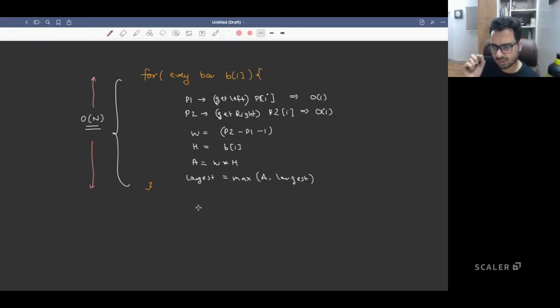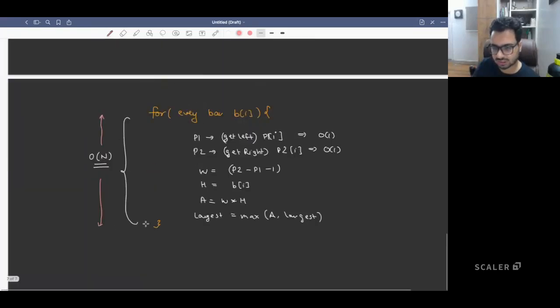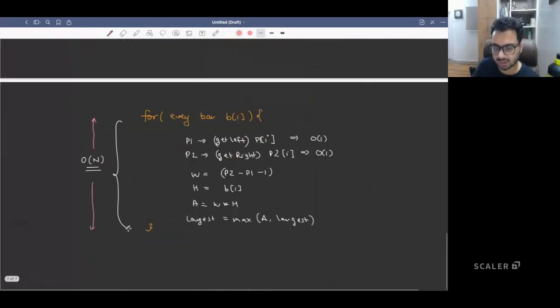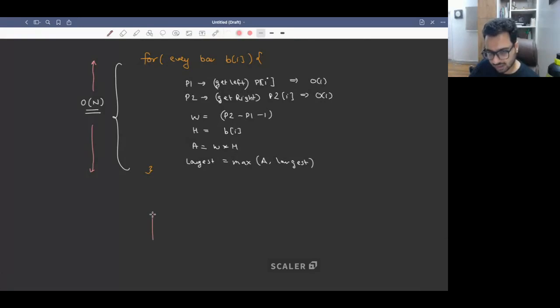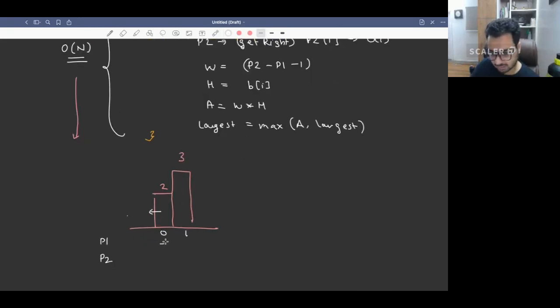Now there is one small catch here while computing the P2 array. Suppose I have this element of height 2 and this of height 3. Suppose I have these two elements. Let us try to write P1 and P2. Do I have anything smaller on its left? No. So I say P1 is minus 1. For this, do I have anything smaller on the left? Yes. So the index will be 0.